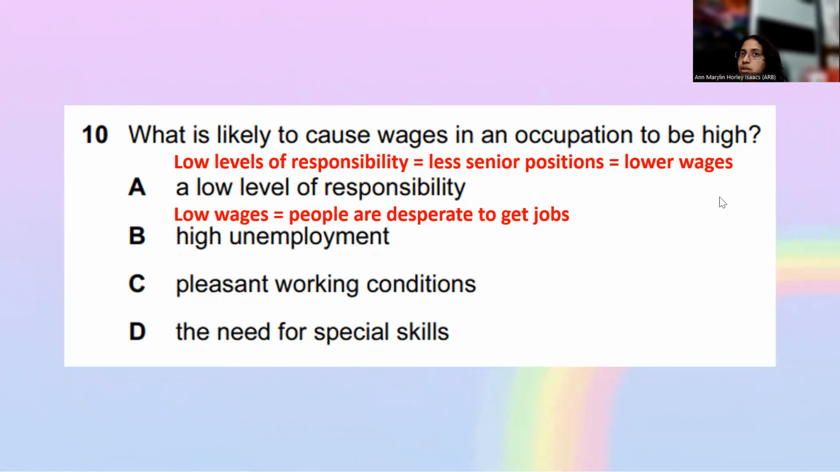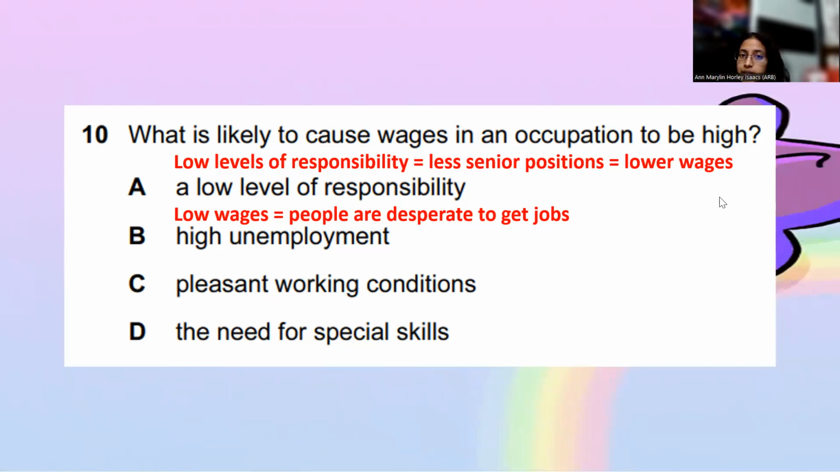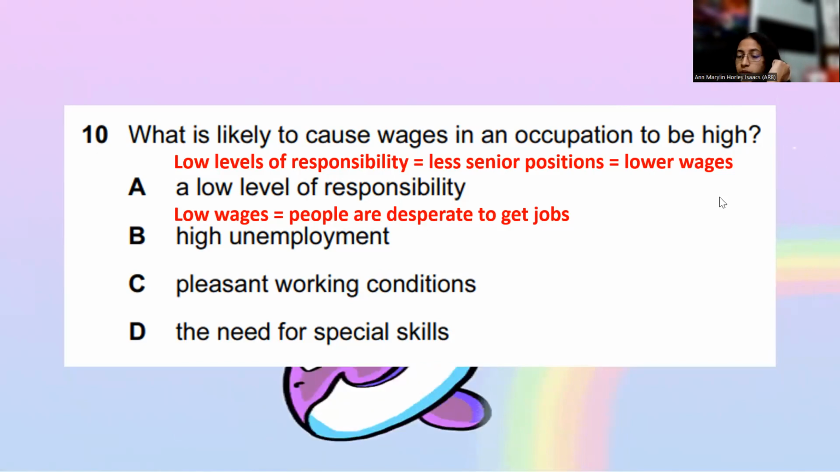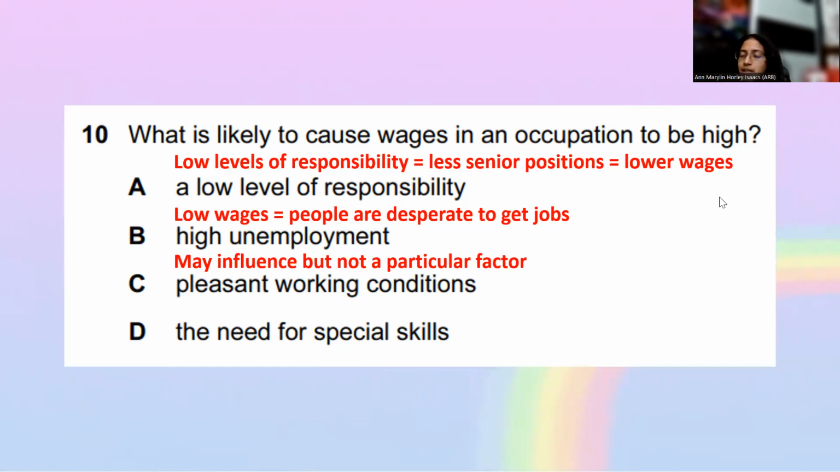So pleasant working conditions would refer to people generally getting paid high wages, but it's not a cause. I don't pay you extremely high salaries and then say that's because our office looks nice. No, it doesn't work in that way. Okay, so it can influence, but it's not the sole reason.